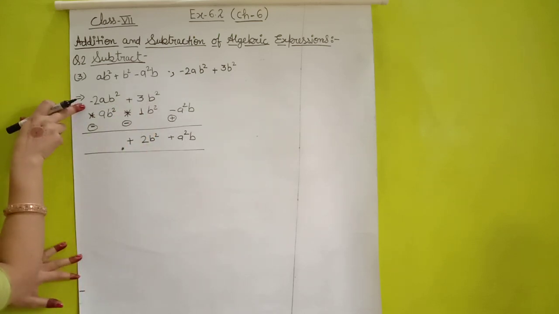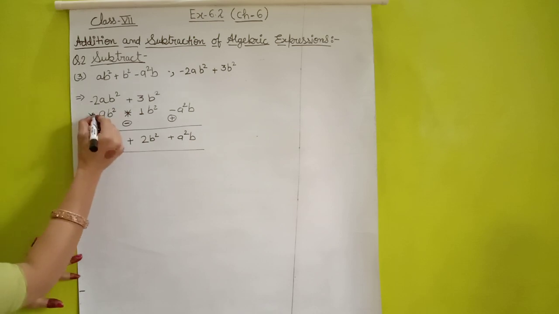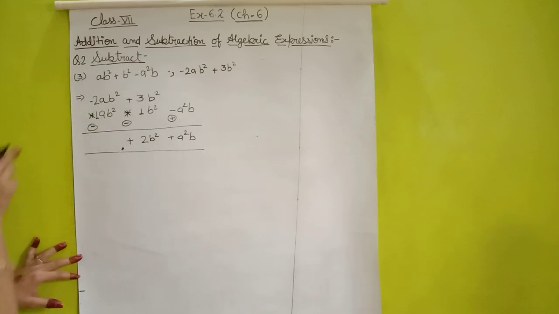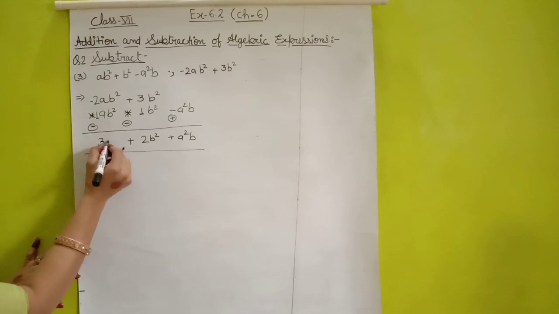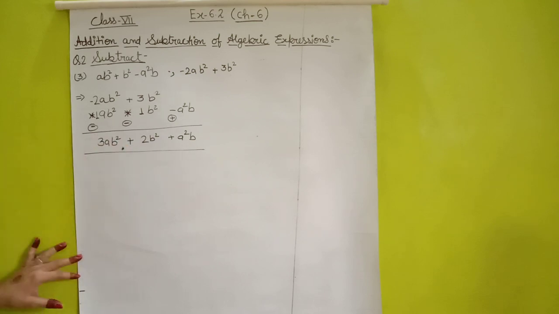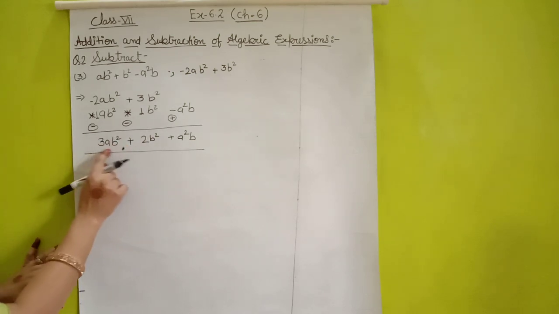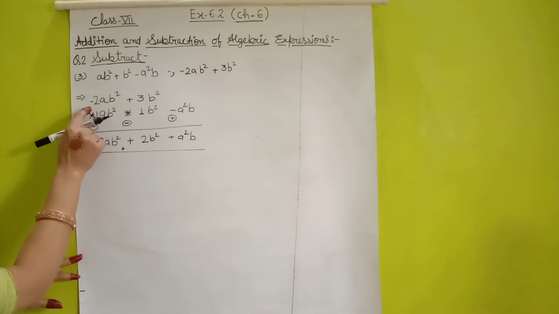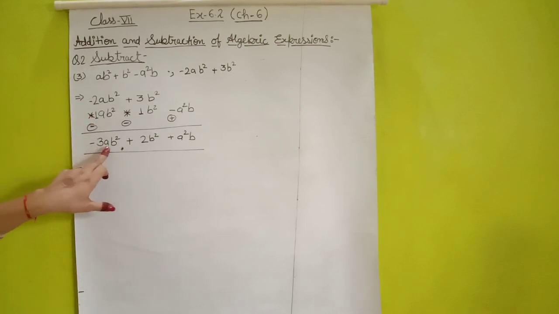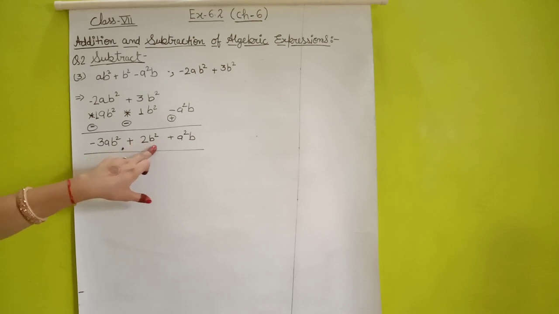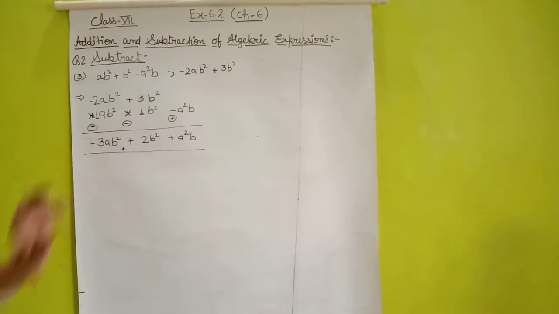Here minus 2ab square and 1ab square. This is minus, this is minus. Minus minus plus. So 2 plus 1, 3ab square. Okay. And what is the sign of 3ab square? Sign of greater number means minus sign. So your answer is minus 3ab square plus 2b square plus a square b.